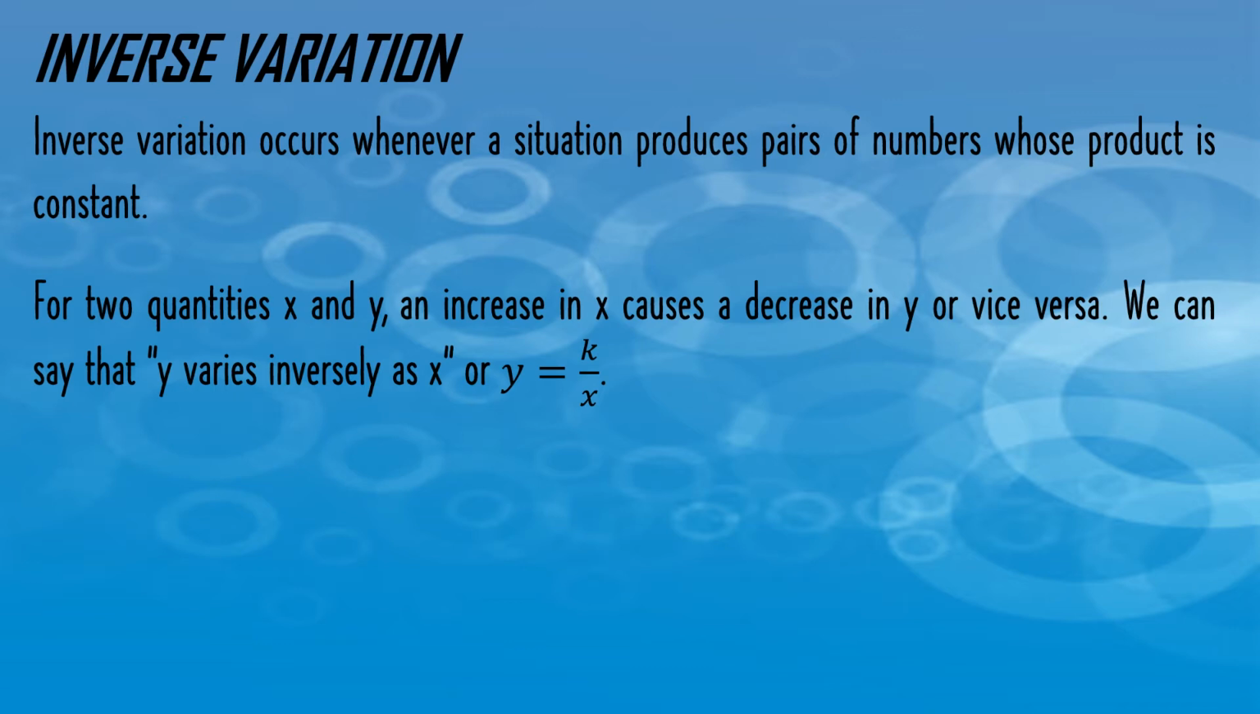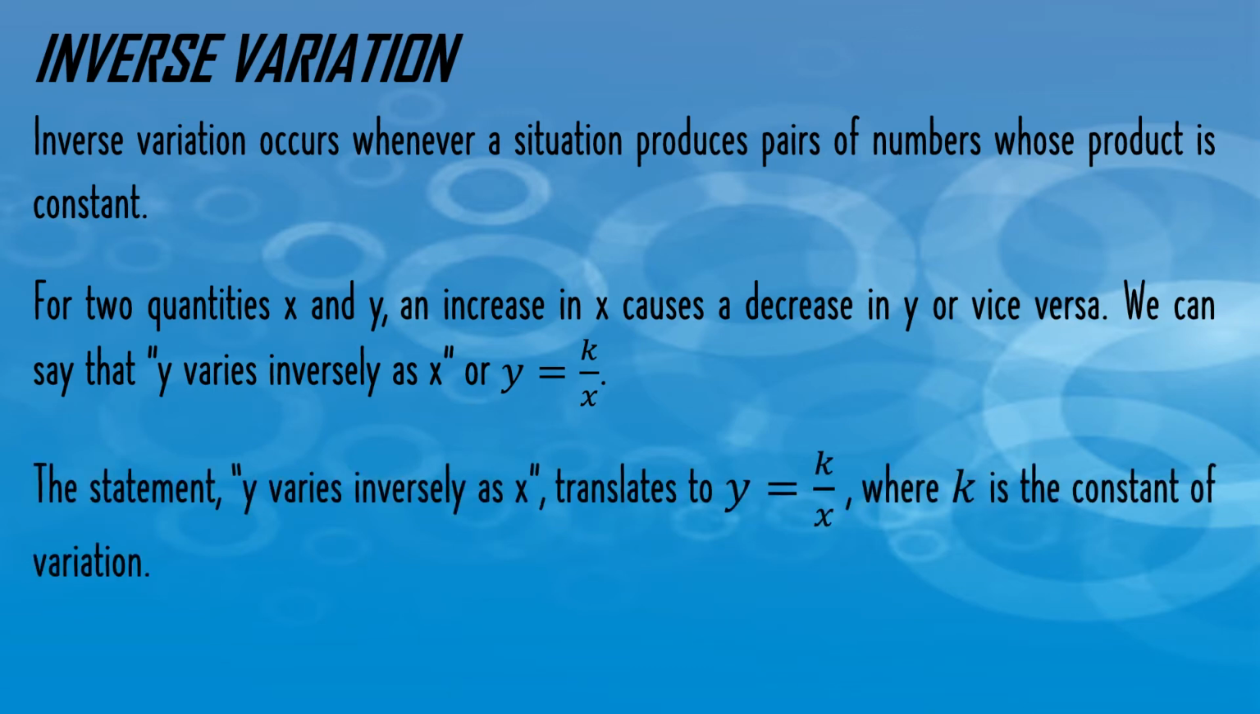Kung sa direct variation, habang tumataas ang value ng x, tumataas din ang value ng y. Dito naman sa inverse variation, kapag tumataas ang value o quantity ng x, bumababa naman ang value ng y. The statement y varies inversely as x translates to y equals k over x, where k is the constant of variation.